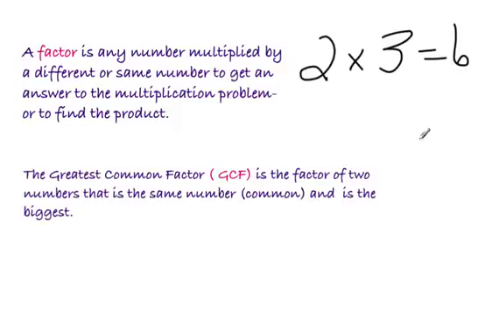which the answer is 6. 2 is a factor, 3 is a factor to find the product. So 2 is a factor, 3 is a factor, and 6 is our product or our answer. The greatest common factor is the factor of two numbers that is the same number, or a common number, and it's the biggest. So let's take a look here.